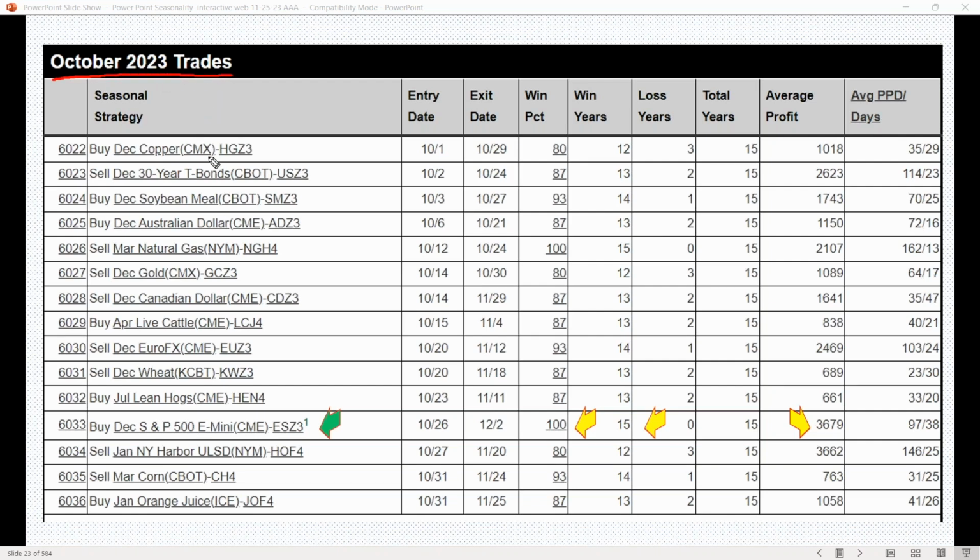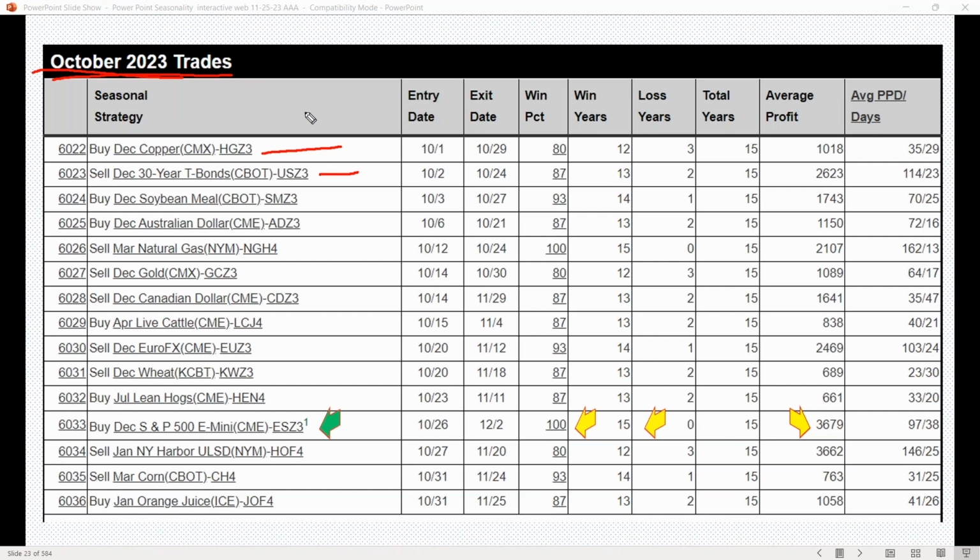You can see here it has a number of different things to monitor. Here's December copper, here's the 30-year Treasury bond, soybean, December. These are December contracts, but this is the month of October. So if you want to trade metals, copper here, you can see these entries. This is based on seasonal.